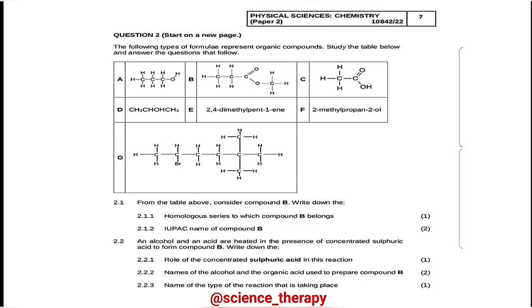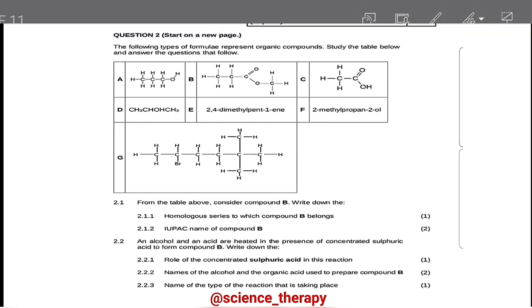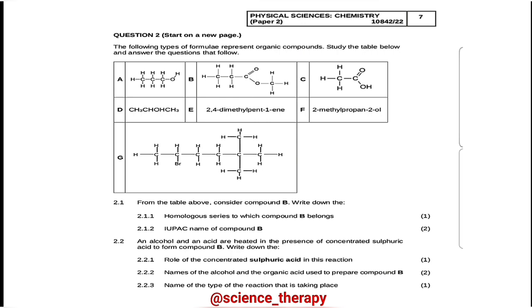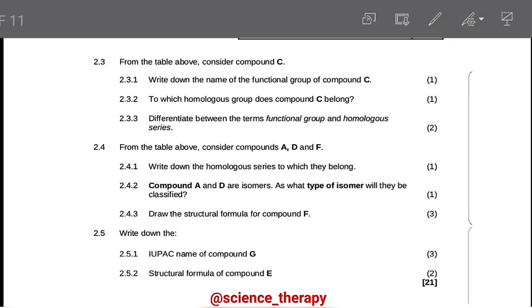So we know the approach. First thing that we're going to do is check for any definitions. We want to write the definitions very fast before we forget. So we check if there are any other definitions.